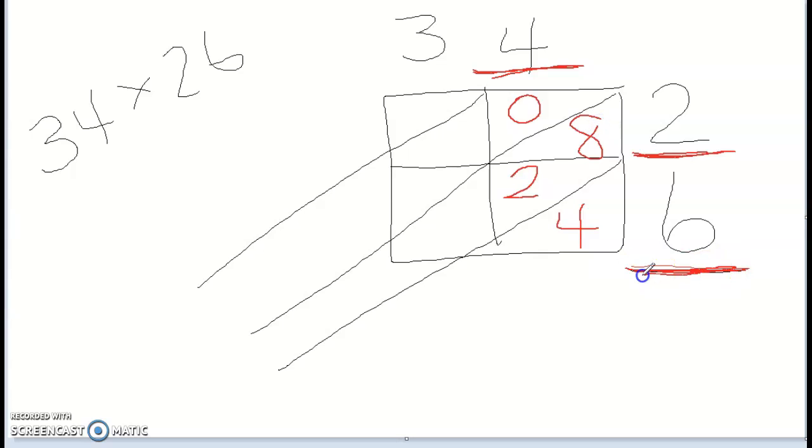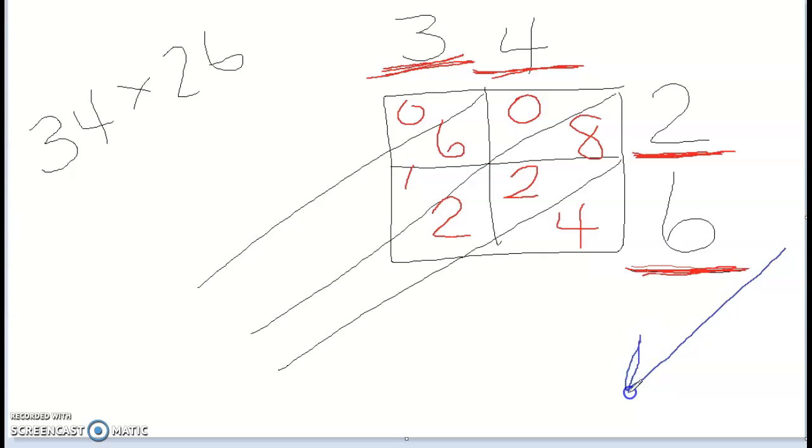Now I'm going to take my 6 and multiply it by the 3. I'm going to get 12. Now I'm going to take my 2 and multiply it by the 3, and I'm going to get 6. It's not a very good 6. Let's fix that. Okay, so now that I have all of my boxes full, I'm going to add.